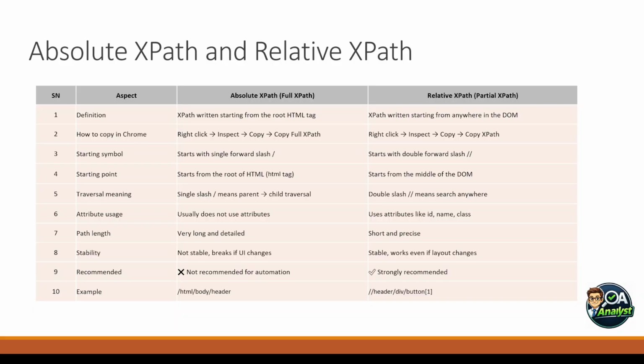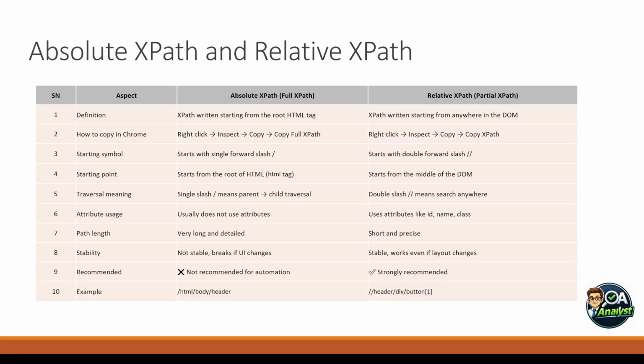Okay, and what is the root of the HTML page? That is nothing but the HTML tag. So when you write an Absolute XPath, you are literally saying start from HTML, then go to the body, then go to the header, and then go to the button, or maybe other sections like a div tag or section tag. Okay, so that's why Absolute path always starts with a single forward slash. For example, slash html slash body slash header slash button.